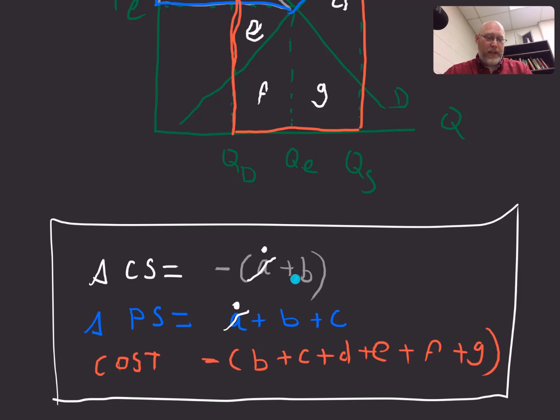And there's a negative B here and a positive B. They cancel each other out. And here there is a positive C and a negative C, and they cancel each other out. And that's all there is left to cancel out. And what's left over is the deadweight loss.